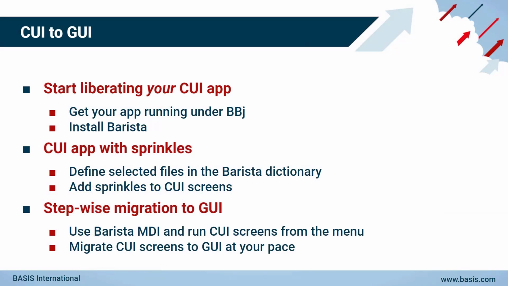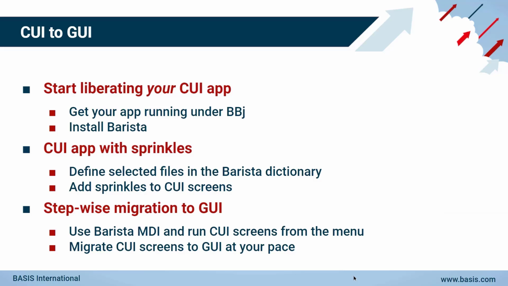Having seen a hybrid in action, how can you start down this road of liberating your CUI app? Regardless of which approach you take, the first step is to move to BBj if you haven't already, and make sure your app runs smoothly. For Addon, that was really just a matter of running the keyword utility against the version 6 code. You'll also need to install Barista.